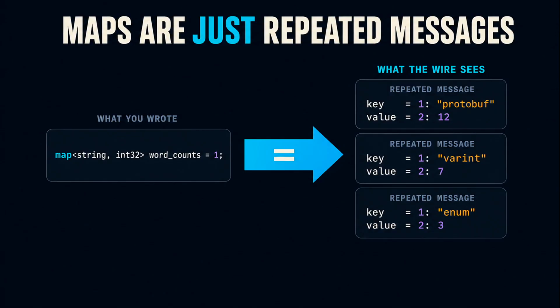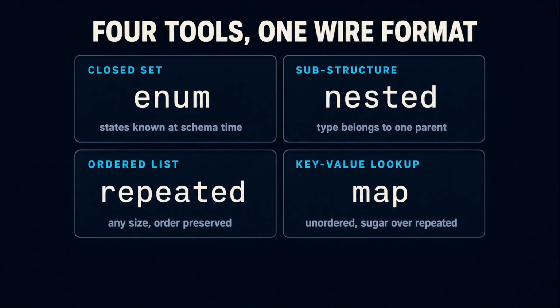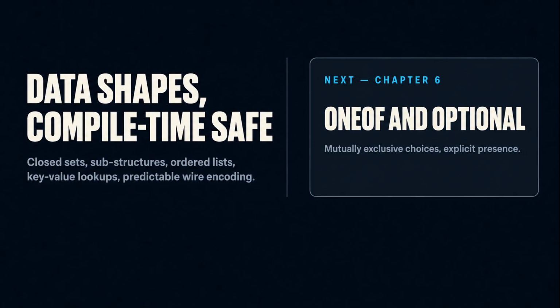The fourth feature in this chapter is the first 3 composed. So old code that predates map syntax can still decode it as a repeated field. That is how the format stays backward compatible. Each feature fills a distinct role. Enums for a closed set of states known at schema time, nested messages for substructure that belongs to one specific parent, repeated fields for ordered collections of any size, maps for unordered key value lookups, even though under the hood the wire format is reusing repeated nested messages. 4 tools, 1 wire format underneath all of them.